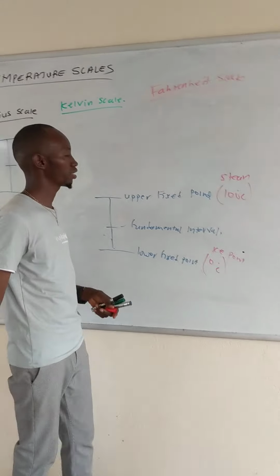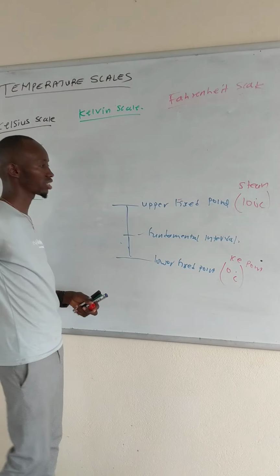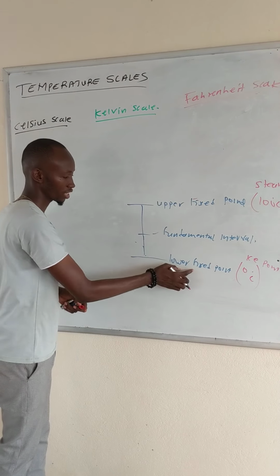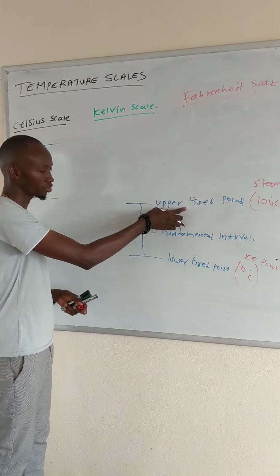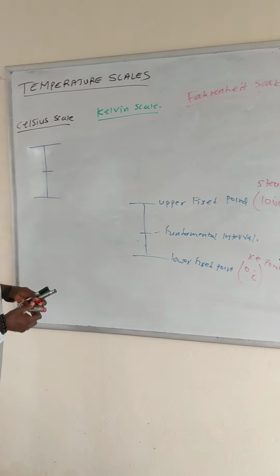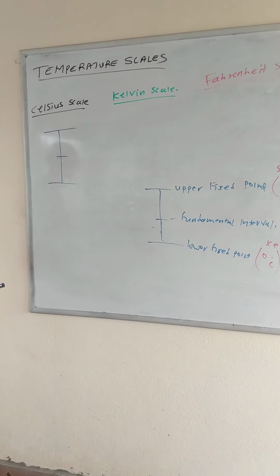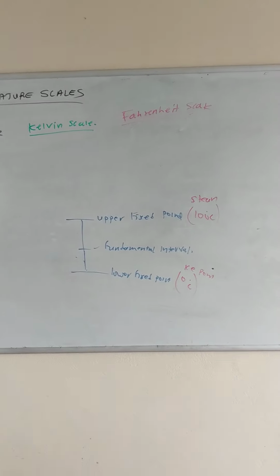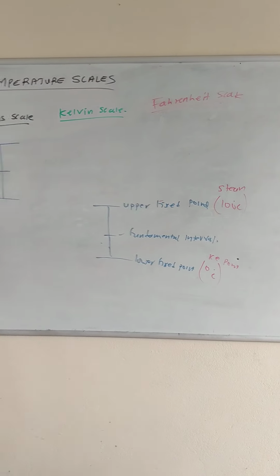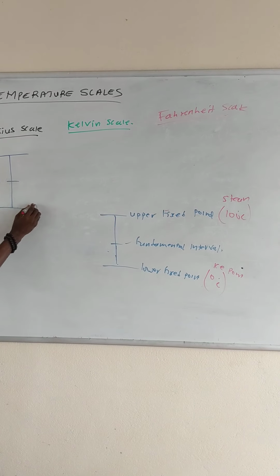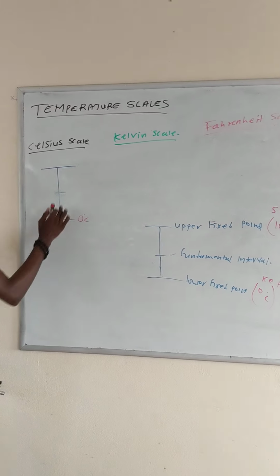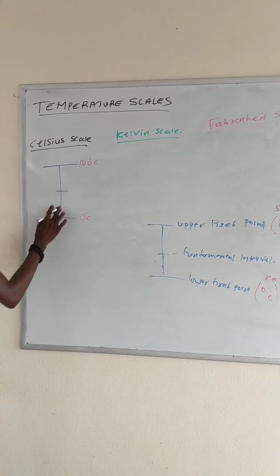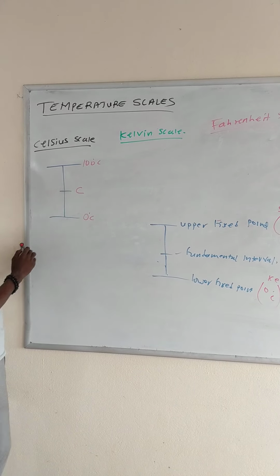The temperature which corresponds to the steam point is 100 degrees Celsius, and the temperature at the ice point is 0 degrees Celsius. That we call the lower fixed point, and this we call the upper fixed point, which corresponds to 100 degrees Celsius for the steam point. So for the Celsius scale, the lower fixed point is always 0 degrees Celsius, while the upper fixed point is 100 degrees Celsius. Since we are looking for Celsius, let's use C.